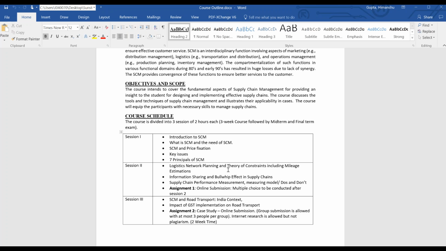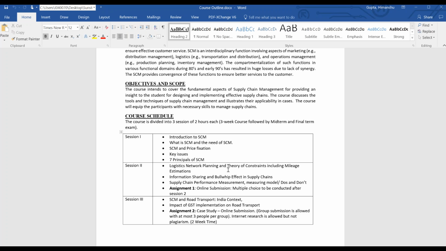Session 2 will be more in terms of logistic network planning and theory of constraints. We will talk about what is a bullwhip effect in supply chain, a very important effect which governs the current research of supply chain also. We'll talk about how to measure supply chain in terms of performance, how to model it, and what are the typical do's and don'ts of it. With that, session 2 will have an assignment 1, which is a typical online submission for you guys, where you will have multiple choice questions.